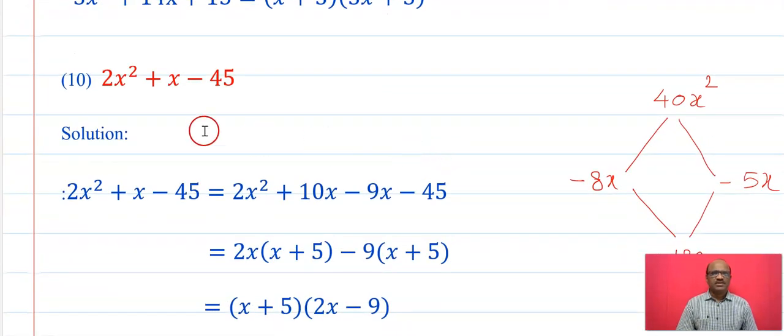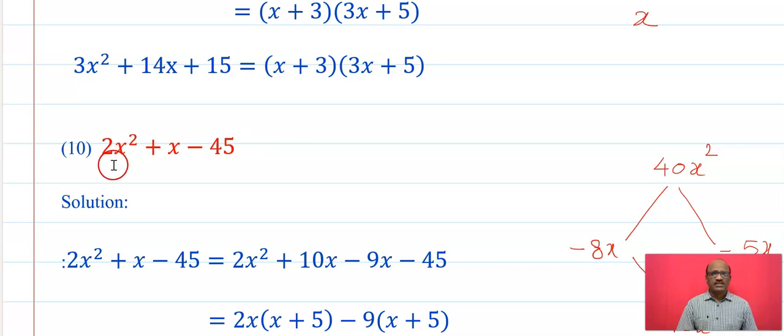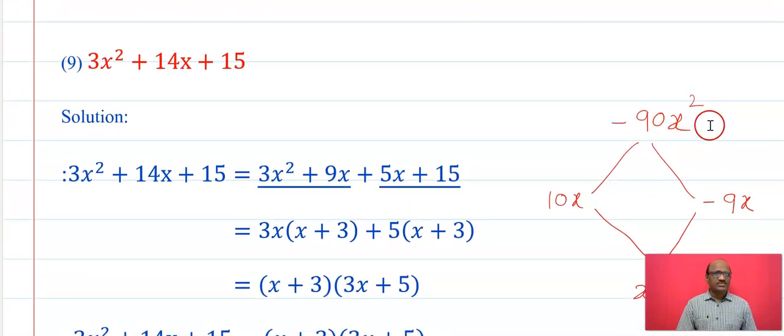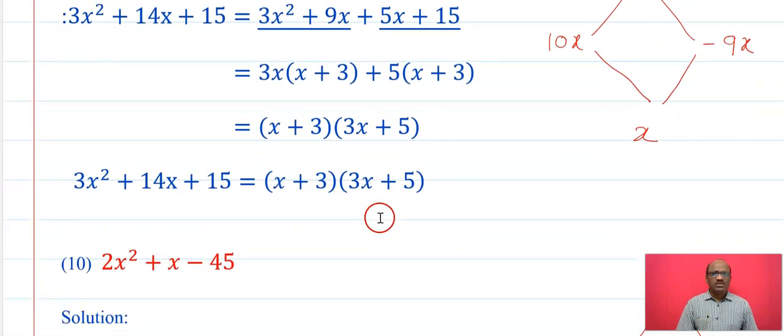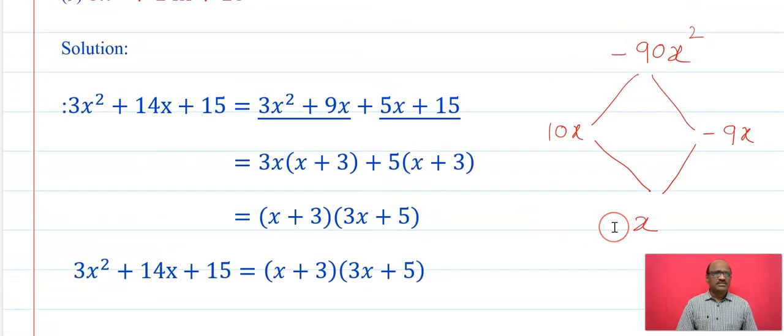Now the next example, example number 10: 2x square plus x minus 45. Again the product of first and last: 2x square into minus 45, that is minus 90x square. And what about the middle term? The middle term is x. Now find out the two numbers such that their product is minus 90x square and their sum is plus x.